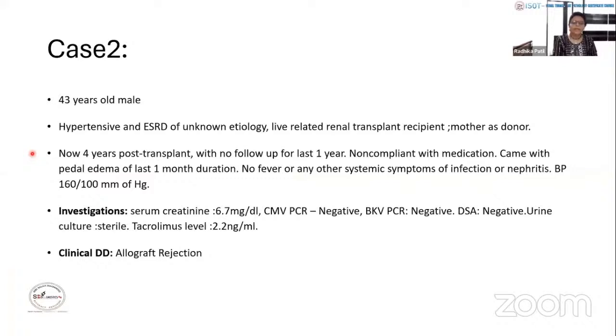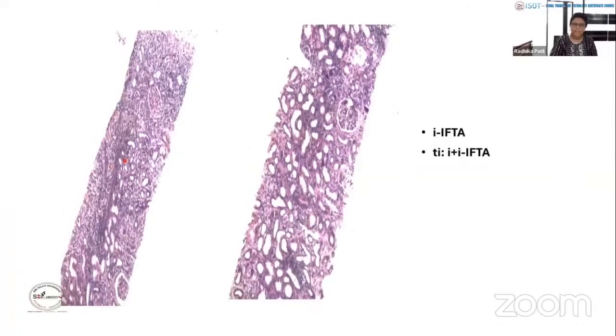On investigation, serum creatinine is raised to 6.7 milligrams per deciliter. PCR for CMV and BKV is negative. DSA is negative. Urine culture is sterile. TAC level is 2.2 nanograms per ml. So the DD was allograft rejection. This is the H and E stained section of renal cortex of the same allograft biopsy.